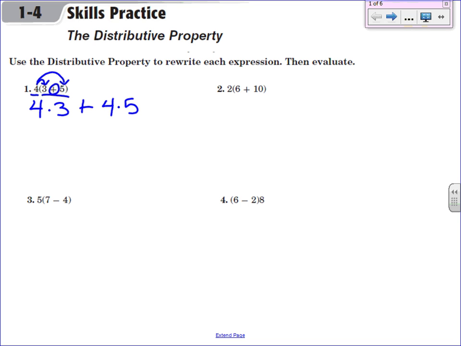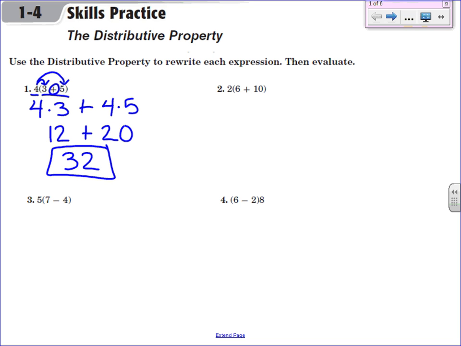So we have 4 times 3 is 12. And then 4 times 5 is 20. And you end up with 32. And when it says evaluate, it means come up with the answer. So when we've got the answer, we're done.